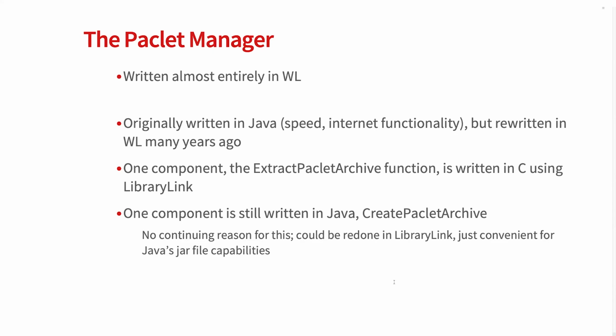Maybe I thought it would be faster written in Java, but quite a while back, it was rewritten in Wolfram Language. There is one component, the ExtractPacletArchive function, the thing that unzips .paclet files. That is written in C using LibraryLink. And there is still one tiny piece written in Java, which is the CreatePacletArchive function, the thing that packs a directory of files into a .paclet file.